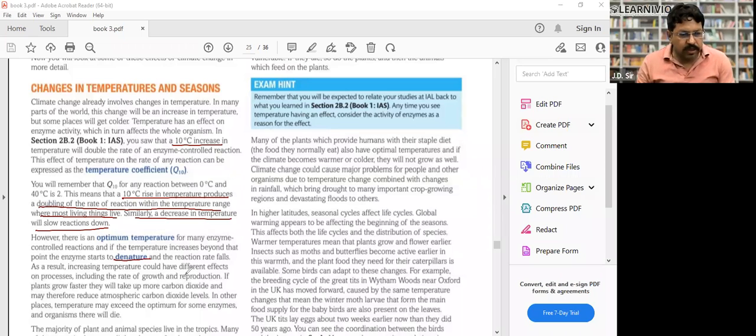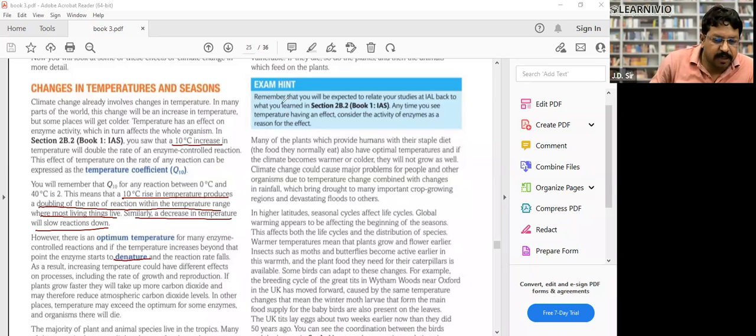As a result, an increase in temperature could have different effects on different processes, including increasing the rate of growth and reproduction. If plants grow faster, they will take up more carbon dioxide and may therefore reduce the atmospheric carbon dioxide level. In other places, temperature may exceed the optimum for some enzymes and the organism will die.